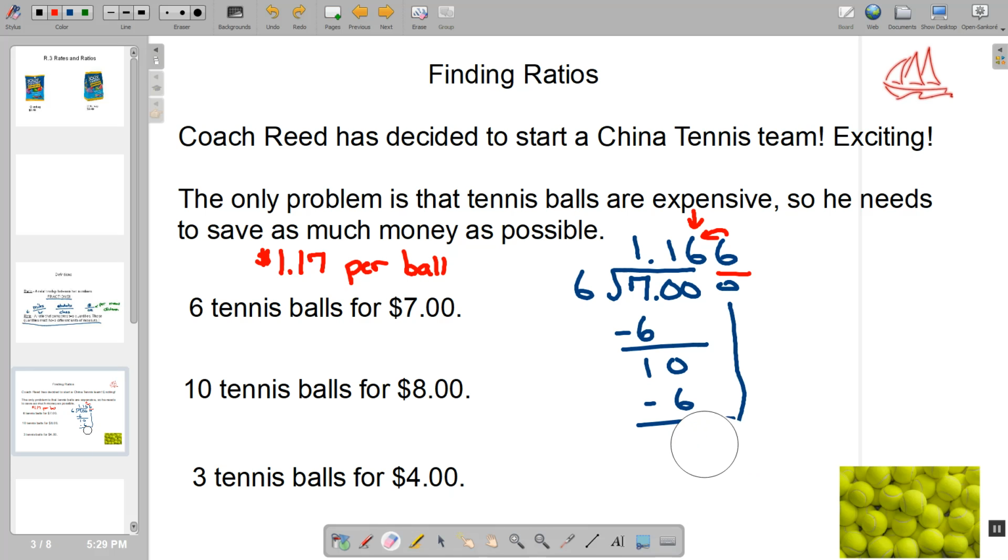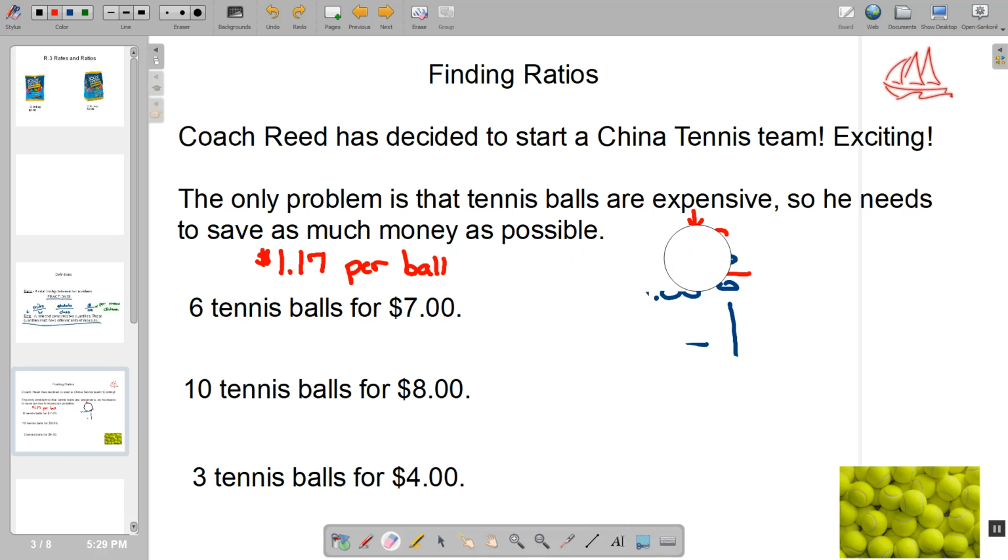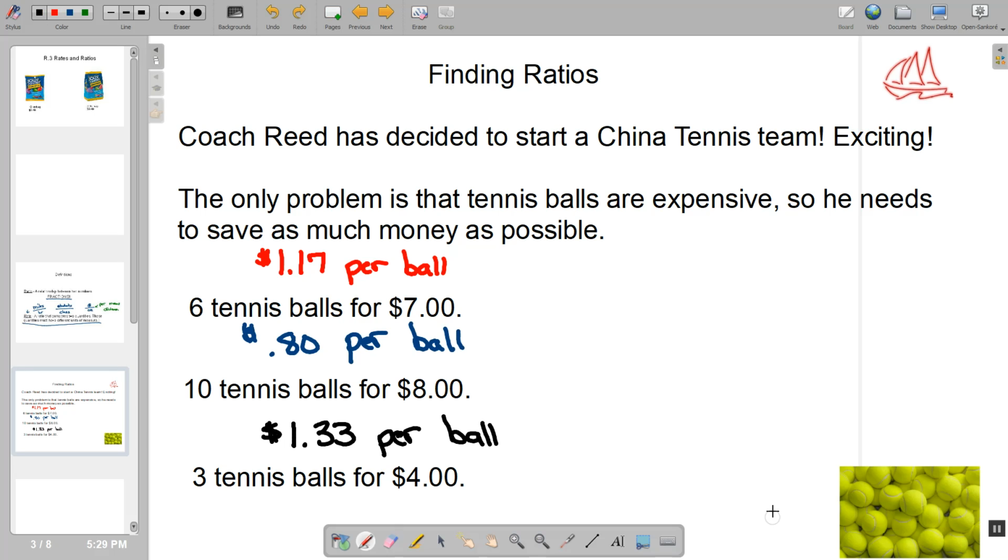And now I want you to finish the other two problems here to see how expensive each ball is, and then figure out which is the cheapest. So as you notice, the middle one is actually way cheaper than all of the others. Therefore, the middle one would be the option that Mr. Reed should pick to save the most money.